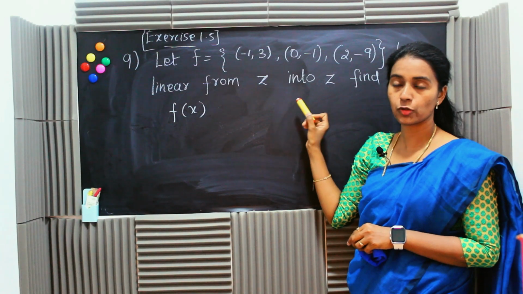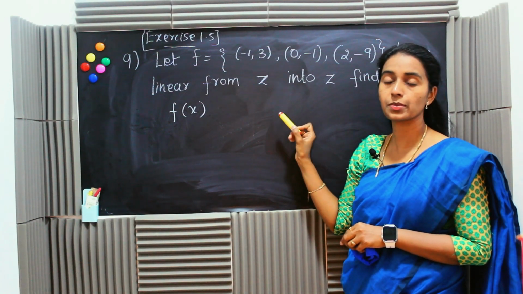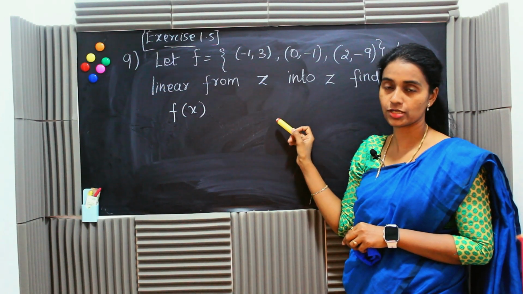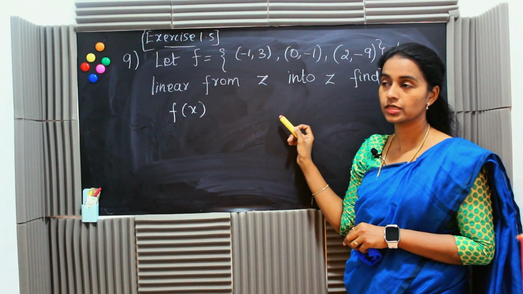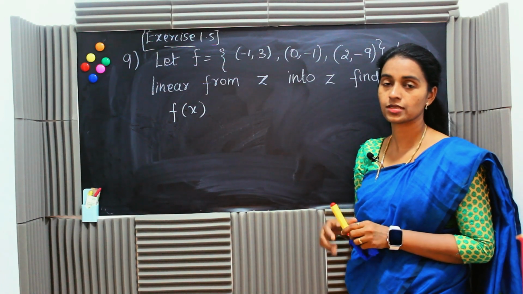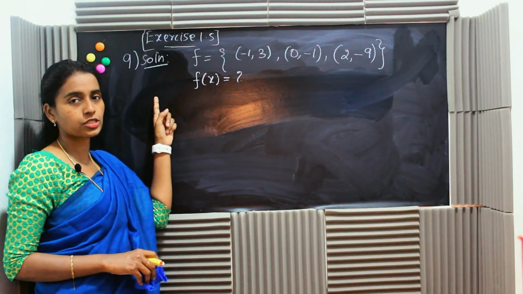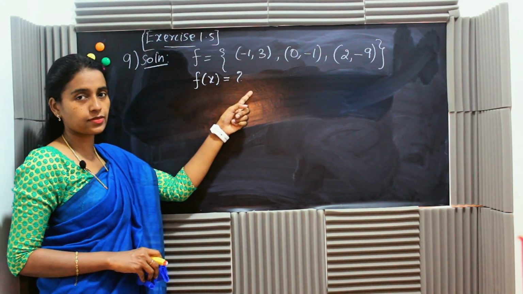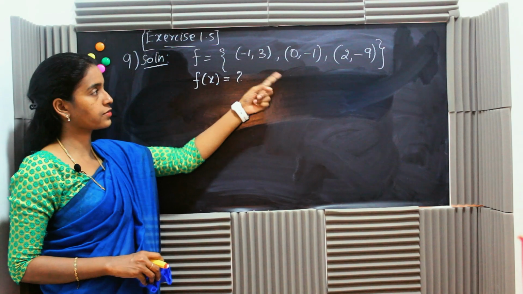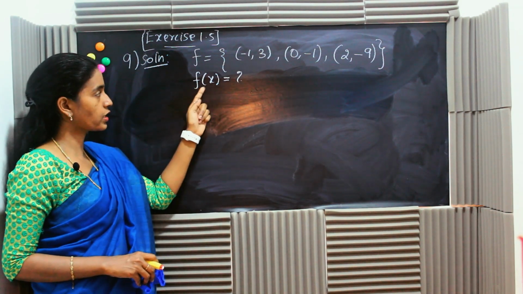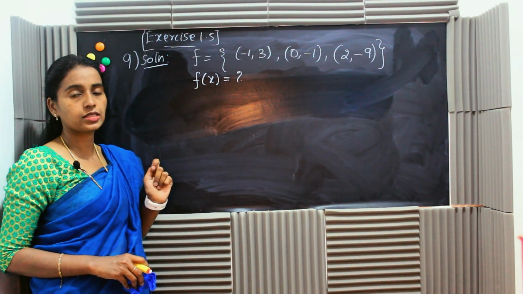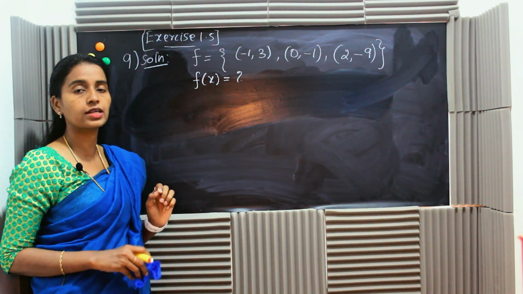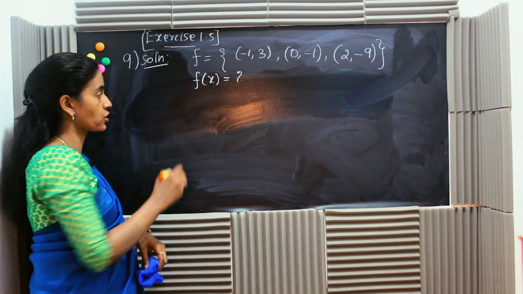For solving this problem, we should know the basic common formula for all linear functions. Now we are getting into the solution. Here for the solution, I have written the given information. 3 points are given, right? So we need to find out f of x. And then we should know the common formula for all linear functions.